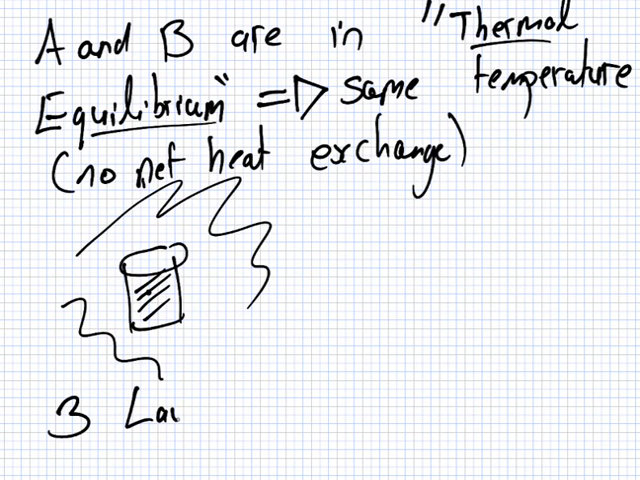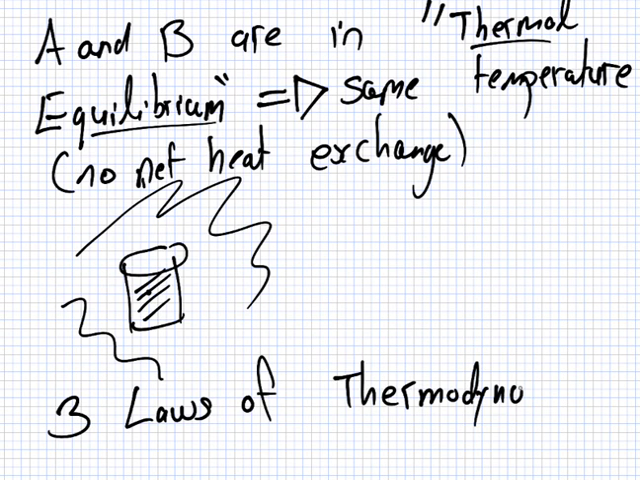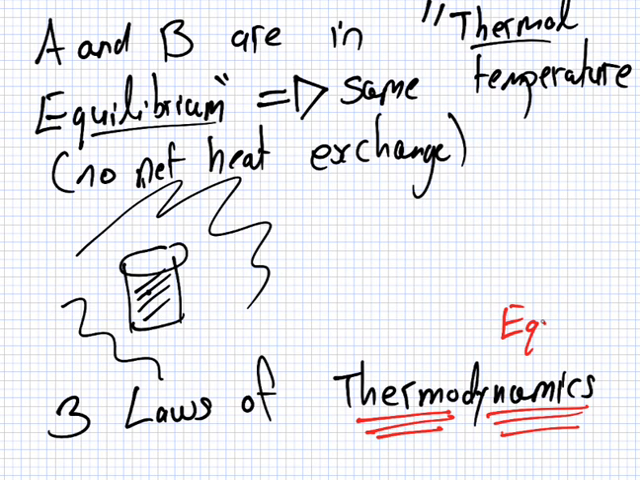Right, so we have 3 laws of thermodynamics. And I should explain what thermodynamics means. Alright, so what does thermo mean? Temperature. And what does dynamics mean? Movement, change, or equations, if you want to think about it like that. So in other words, we're going to write down some formulas about temperature, how it behaves.